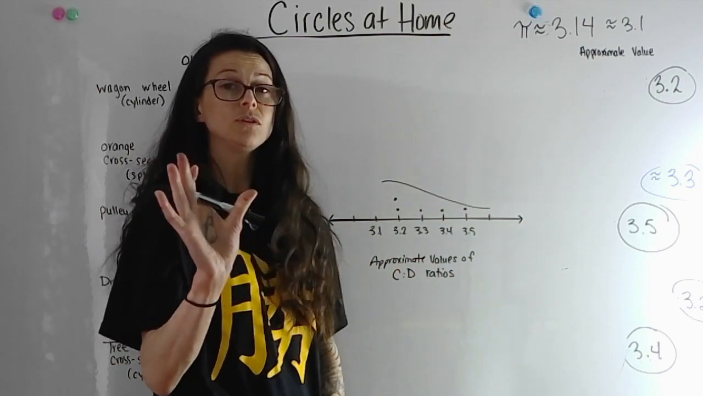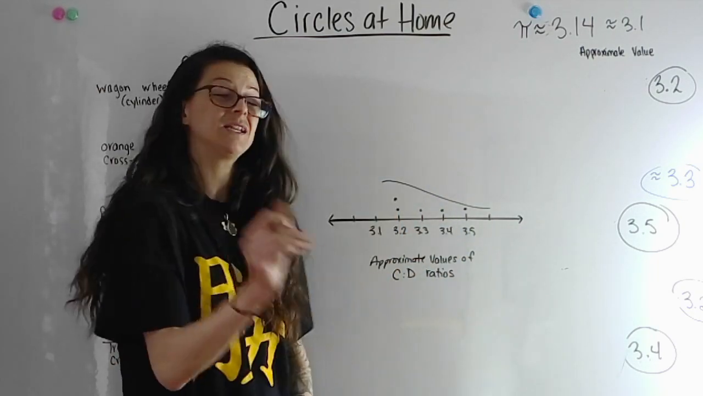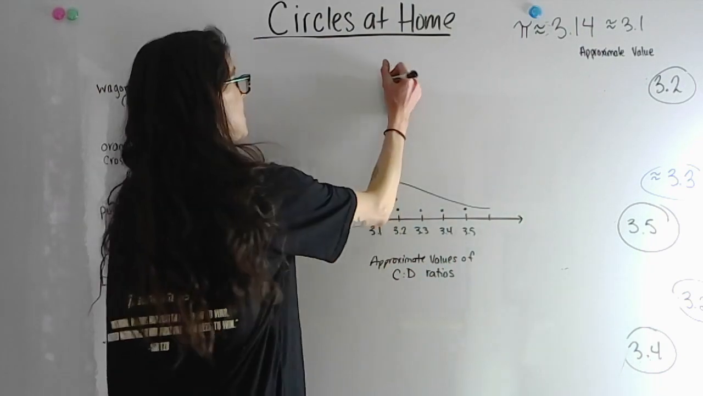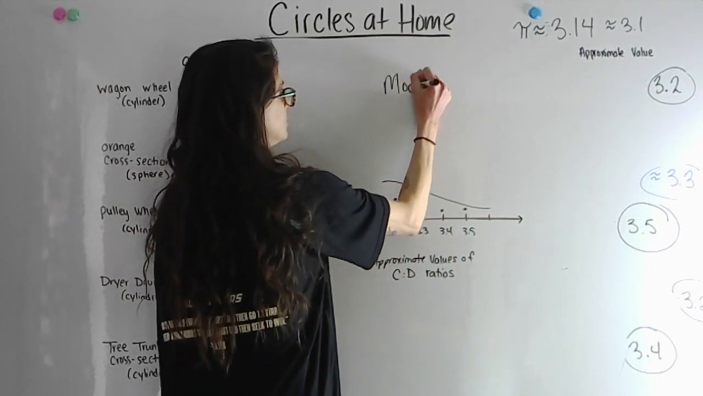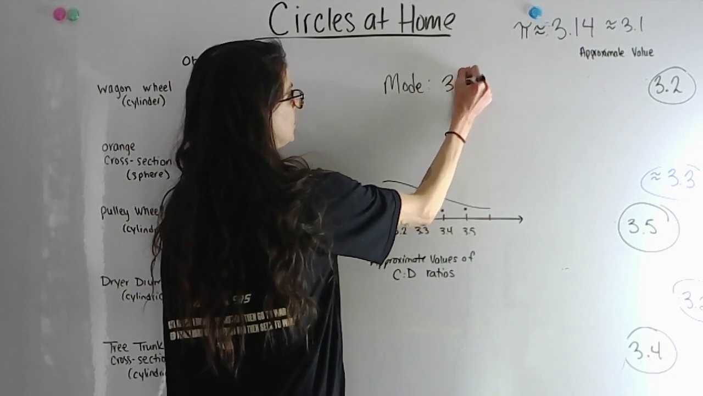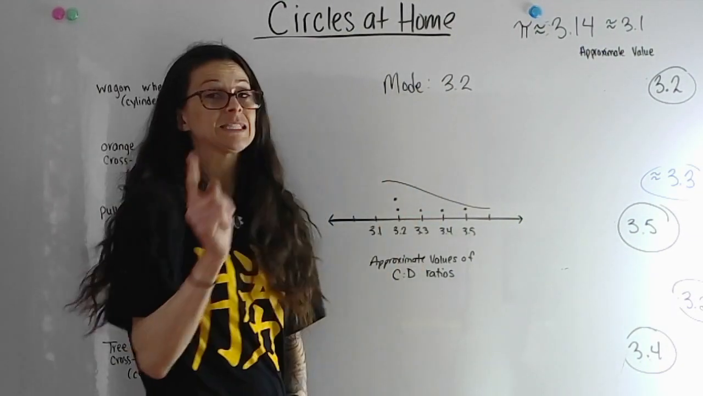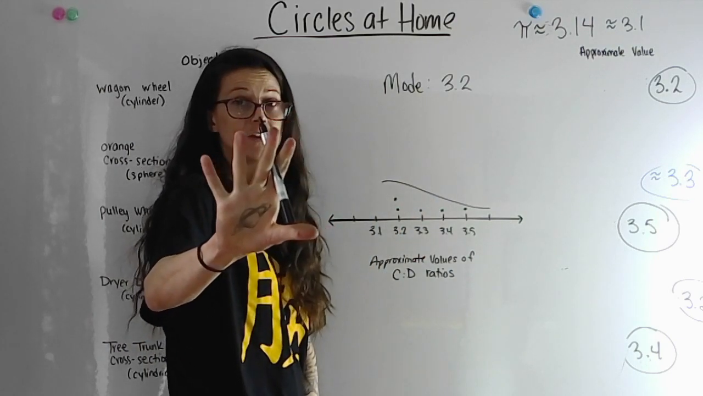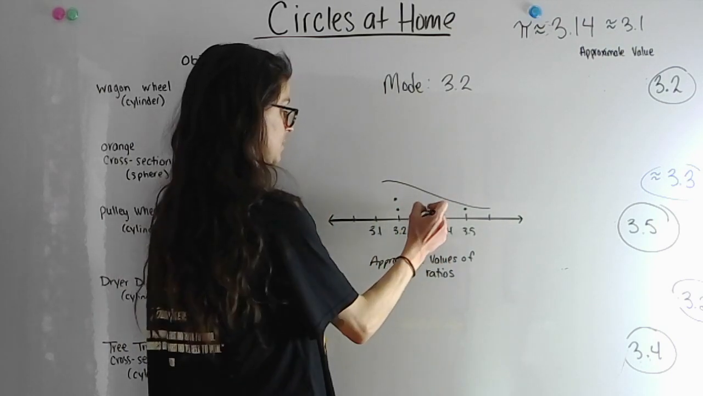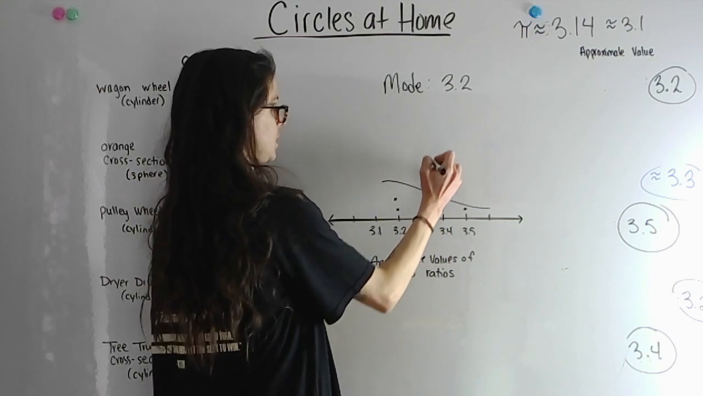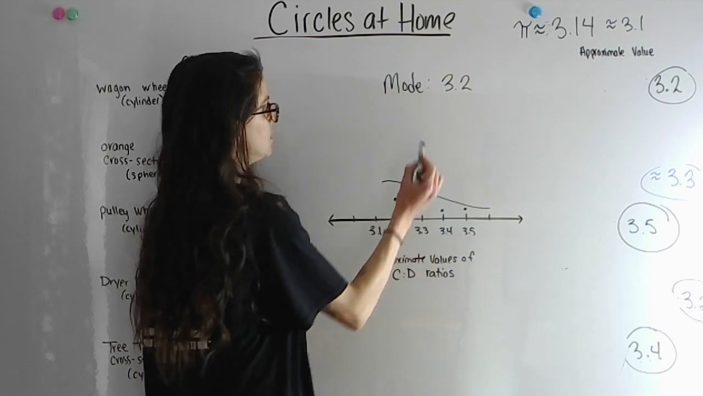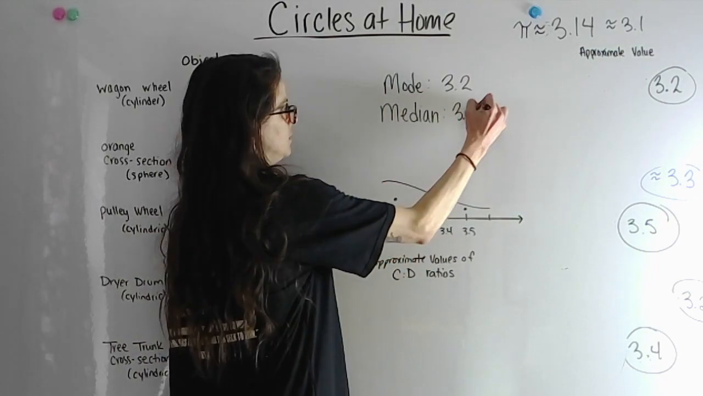So the visual observation of a dot plot is the first step in determining which measure of center best represents my data. I know the mode, the most common, is 3.2. My median is the middle number, so I have 5 data points. The middle number is 3.3 because I have 2 to the left and 2 to the right of 3.3. So my median is 3.3.